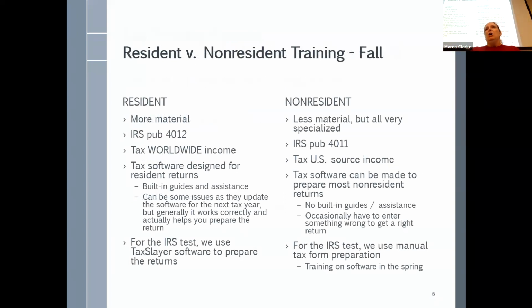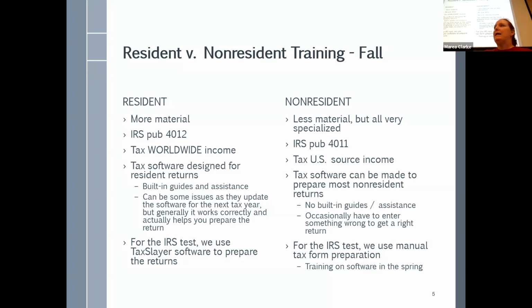So how would I compare and contrast resident taxes versus non-resident taxes? I will be totally honest, right? Resident taxes, there is more information in there. Non-resident, there's less information, but it's all very, very specialized. It's all kind of its own unique rules. There are two different publications that provide information about them. The IRS 4011 is this little guy. It is 40 pages. The big ones from the 4012 are something like 300 pages. So there's a lot there.